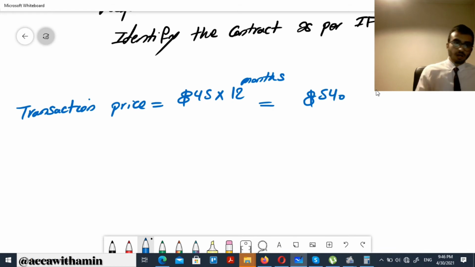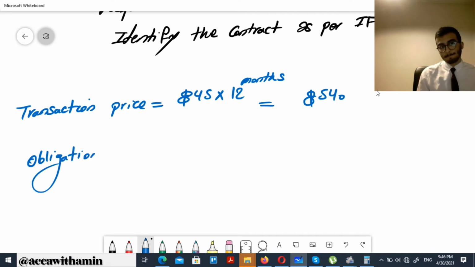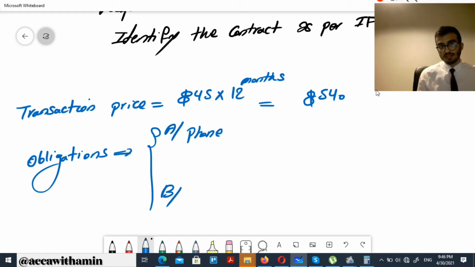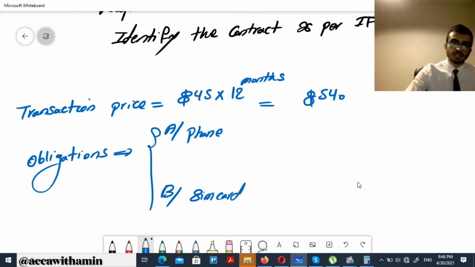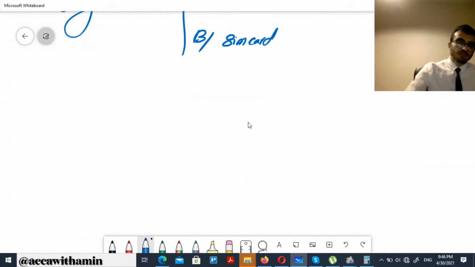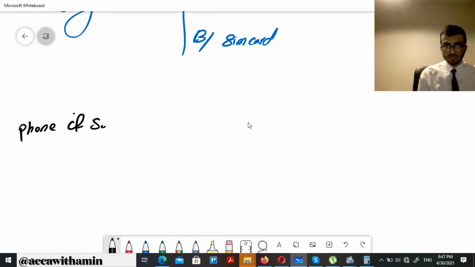Now, how many obligations do I have? First, phone. Second, SIM card. How should I allocate it? The allocation method I'm using here is this. Guys, what are the standalone amounts for each of these products? First, the phone, if sold alone.